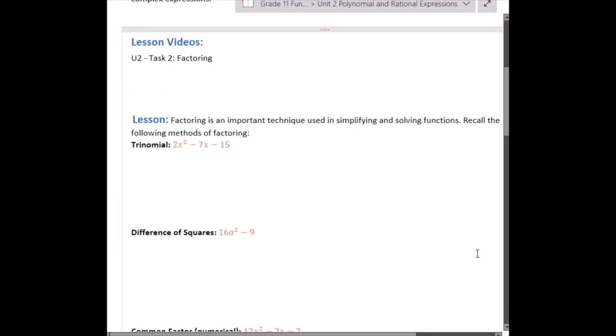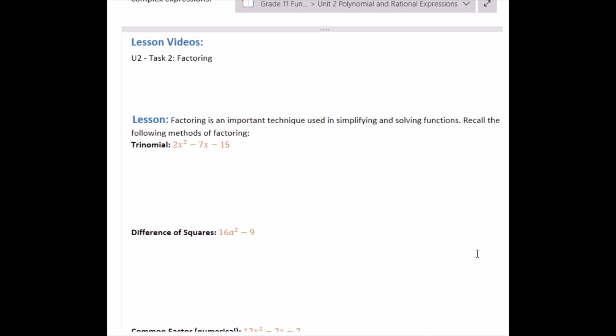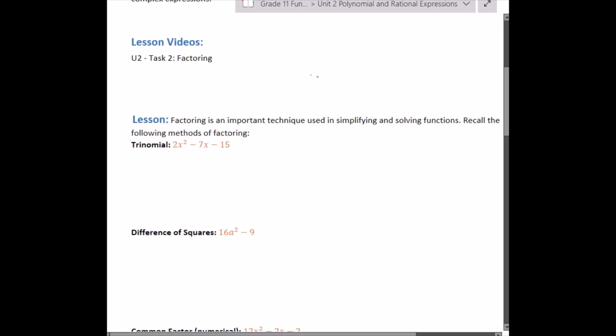So with factoring, remember it's an important technique used in simplifying and solving functions, and we have to look at the following methods of factoring. First is the trinomial, and in a trinomial, this is the kind of problem where you're looking for two numbers that would multiply to a times c, and also add to b. And a, c, and b are coming from the standard form of ax squared plus bx plus c.